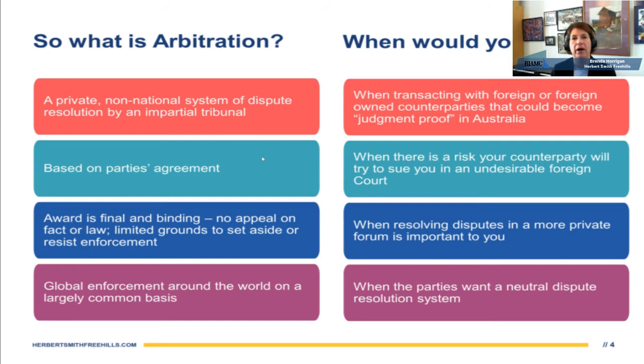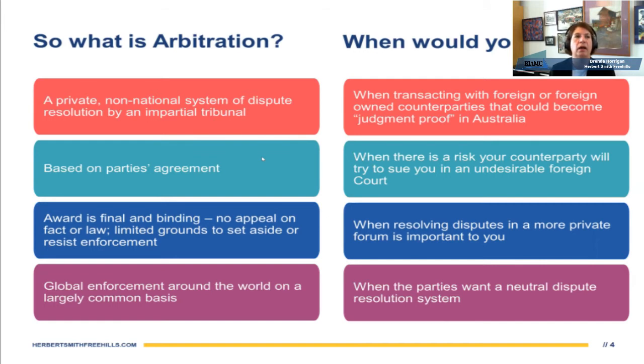The primary advantage of arbitration in the international context is that arbitral awards are globally enforceable around the world on a largely common basis. There are exceptions, but not very many. When would you use it? When transacting with foreign or foreign-owned counterparties that could become judgment-proof. On the slide I have in Australia, but it's really anywhere. This was originally prepared for an Australian audience.